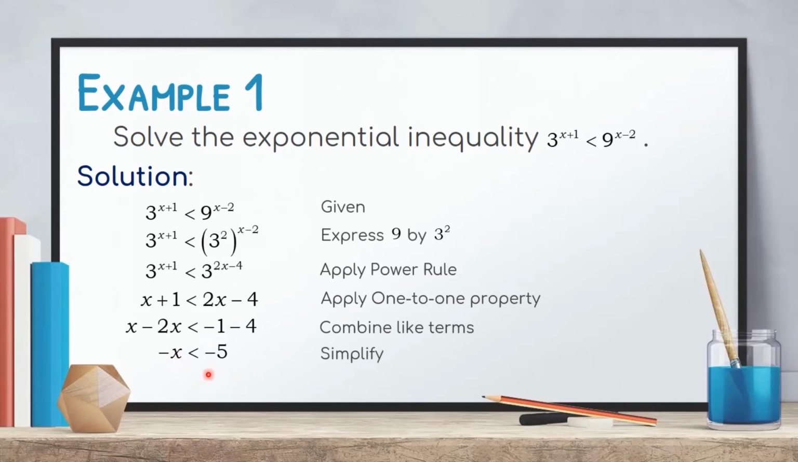Dividing both sides by negative 1, remember the rule in inequality: if you are dividing both sides of the inequality by a negative number, you need to change the inequality symbol. Therefore, less than will become greater than. Finally, the values of x should be greater than 5.